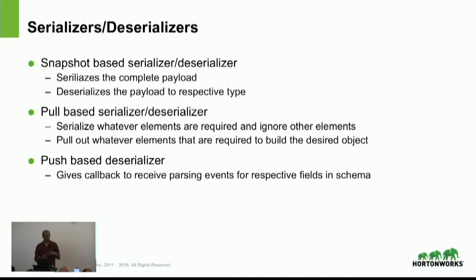So we have three different interfaces. The first one is a snapshot, where you have a small document, you just give the document to the parser, and it'll give the object back. The other one is event-based. If you have a really long document with records within it and a record boundary, every time you parse a record, you want to give it back to the parent class. That's where the pull-based and push-based deserializer interfaces come into play.